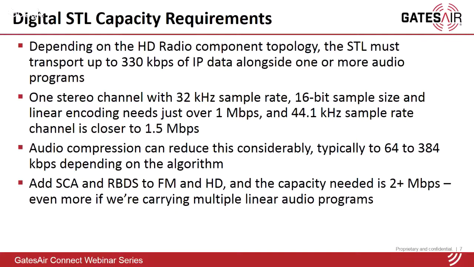For audio channels, the data rate depends on the encoding format and the sample rates. For example, for a linear audio with 32 kilohertz sample rate with 16-bit sample width, you need about 1 megabit per second. Higher for 44.1 sample rate. Compressed audio or compression can reduce this requirement, and HD Link supports aptX compression, which provides 4:1 compression over linear or uncompressed audio. And if you add additional audio channels or RS-232 for RDS, for example, the capacity requirement goes up. And we'll take a look at this in more detail in the upcoming slides.